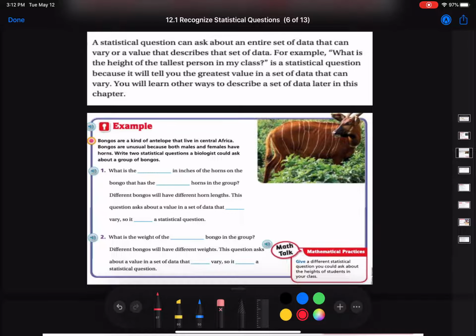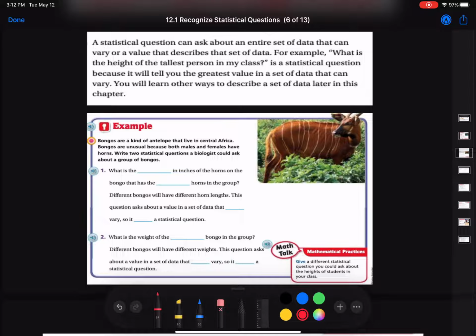Okay, so here's another little brief description about a statistical question. A statistical question can ask about an entire set of data that can vary or a value that describes that set of data. For example, what is the height of the tallest person in my class? So you're looking at everybody's height and then you're going to pick out the tallest. This is a statistical question because it will tell you the greatest value in a set of data that can vary. It's kind of like that penguin one I just said, you know, who out of the group of penguins, how old is the oldest or how old is the youngest?